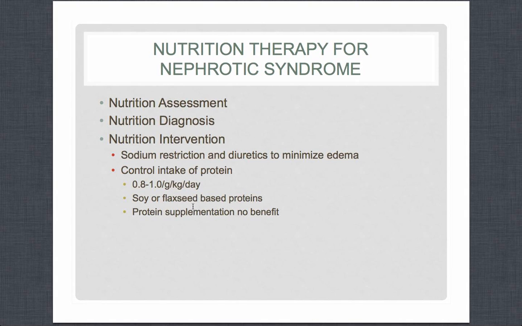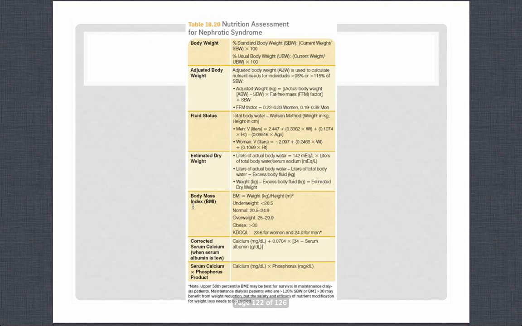From a nutritional therapy perspective, it's sodium restriction and diuretics to minimize any edema that occurs, and control the intake of protein to 0.8 to 1.0 grams per kilogram per day. Soy or flaxseed based diets may be helpful. Protein supplementation has no benefit. So pretty standard plant-based moderate protein diet with sodium restriction to reduce the edema. Here are some recommendations. Nutritional assessment for the nephrotic syndrome, some things to consider. Basically, it's anthropometrics, watching fluid status, and looking at minerals carefully.